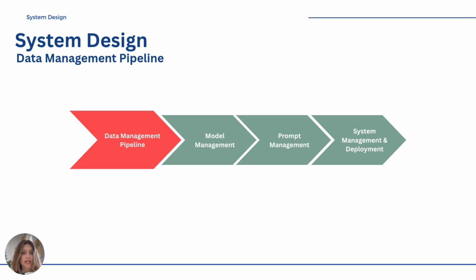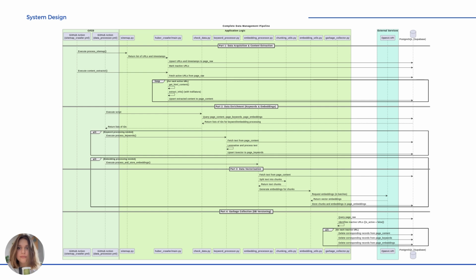So we defined three key requirements. It's automated orchestration to minimize manual work, scalability to handle growing data and user demand. Also, comprehensive monitoring of both pipeline performance and the data quality. It looks difficult. The data management pipeline, though, consists of four key components: data acquisition and content extraction, then data enrichment, data vectorization, and database versioning. We also use external services like PostgreSQL, GitHub, OpenAI. And though it may seem complex initially, we will delve deeper into the system implementation step by step.